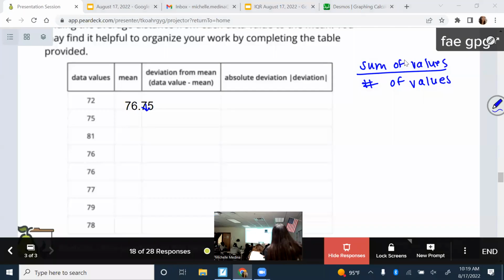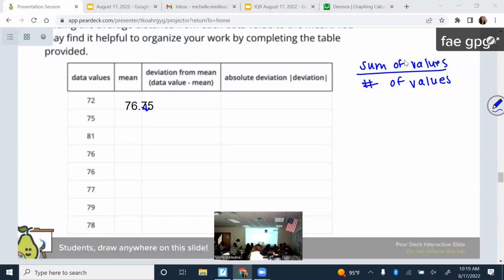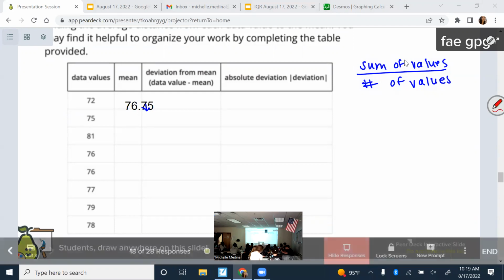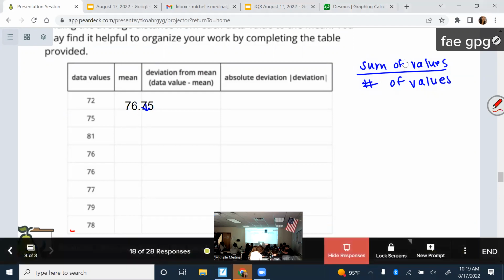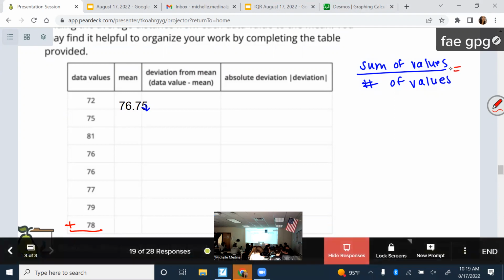Then your mean should be 76.75. All right, again, we're adding all of these numbers together and then dividing by however many we added, which is how many data values? 8. So I don't know what the sum is off the top of my head, but whatever that is divided by 8. 614, thank you. And then put that in this column.